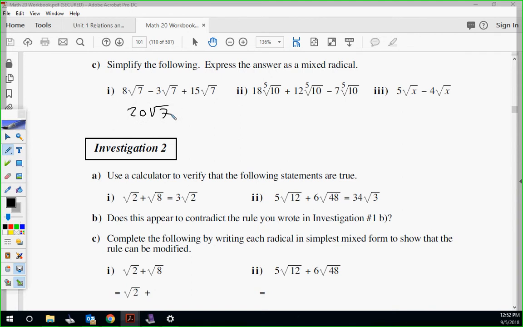They all have 7s. They all have index of 2. Part 2. All have radicand of 10. All have an index of 5. 18 plus 12 is 30. Minus 7, 23. Notice I'm leaving my answers as a mixed radical. Oh yeah, the index. That's important. Good. Thank you. 5. Gets hard to write small. 5 root x minus 4 root x, just radical x. Don't need the 1. You can write it if you need to, but you don't need it.